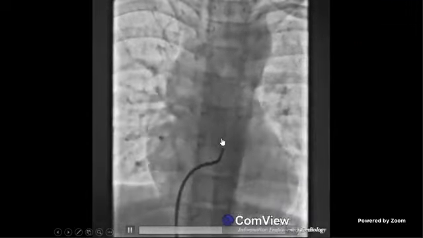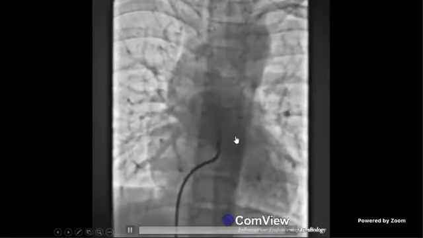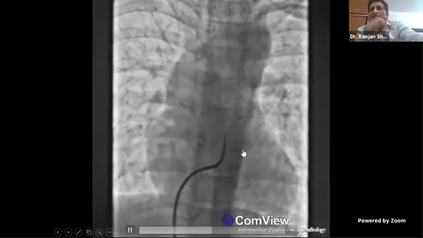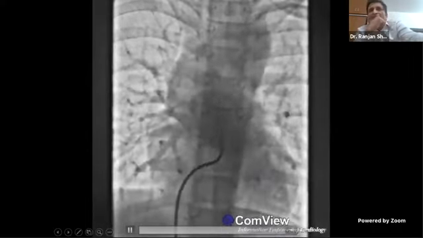Yeah, sir. So it's more likely to be classical TOF. You have stenosis at infundibular, valvar, and supravalvar, all three levels. No, it's very likely to be classical TOF.